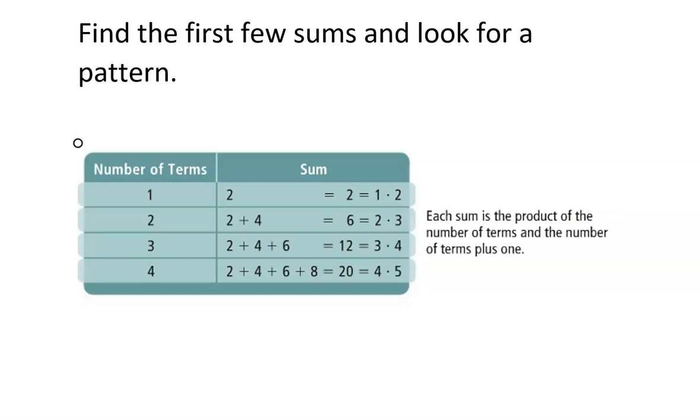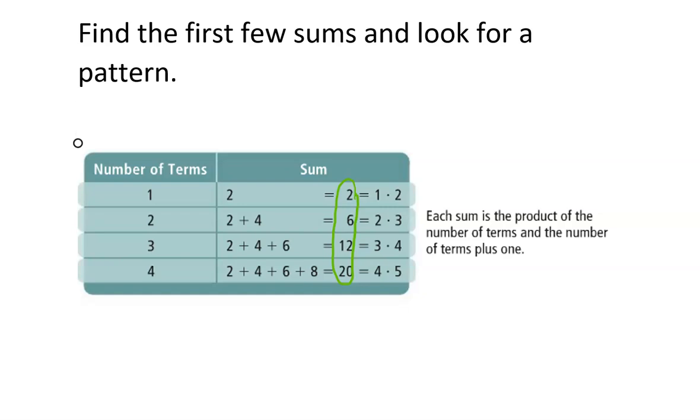So what we're looking at is we just looked at what is the sum and we found those. So how do we write those as some kind of product or some kind of pattern? Each sum is the product of the number of terms and the number of terms plus 1. So in the first one, the number of terms is 1, and the number of terms plus 1 would be 2, and if we multiply those numbers, we get 2. The second one, we have the number of terms is 2, terms plus 1 would be 3, and when we multiply them, we get 6.